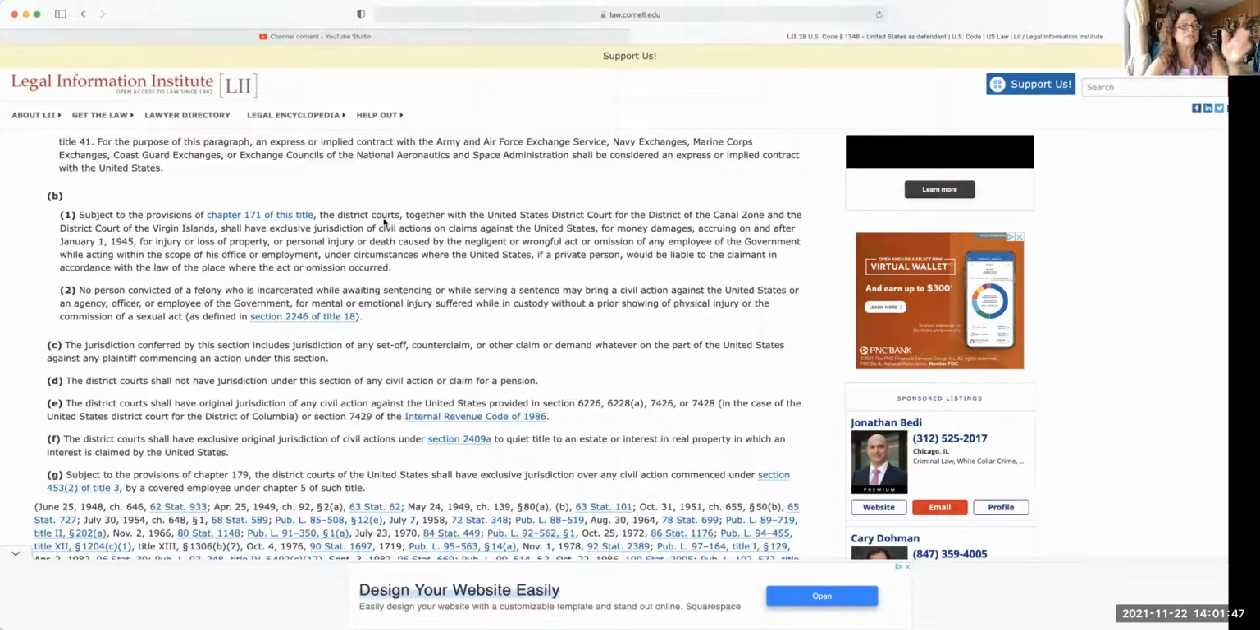Right here, this is the district courts together with the United States District Court for the District of the Canal Zone and the District Court of the Virgin Islands shall have exclusive jurisdiction of civil actions on claims against the United States for money damages accruing on and after January 1st, 1945. That would be around now, because this is after then. Now it's here, us right now, for injury or loss of property or personal injury or death caused by the negligent or wrongful act or omission of any employee of the government while acting within the scope of his office or employment.